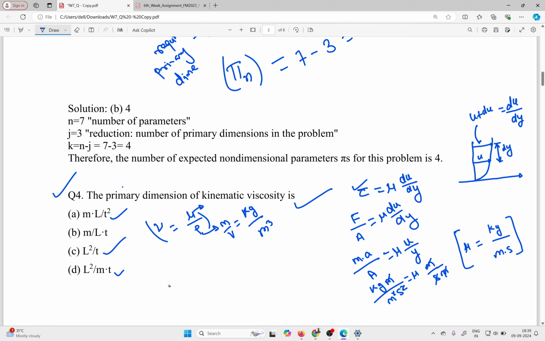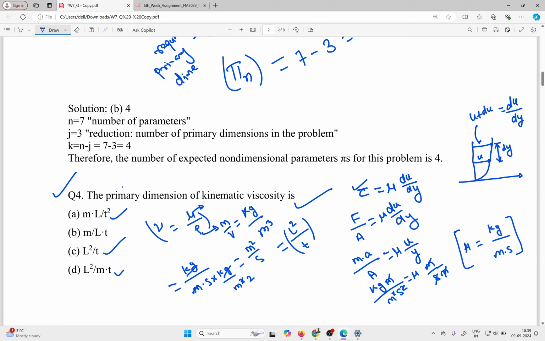So mu is kg per meter second. Here you need to put kg per meter second divided by rho. The dimension of rho is kg per meter cube. So this meter will cancel out, here only meter square remains, and the kg will cancel out. You are left with only meter square by second. So meter square by second means L square, when you go to the primary dimension, length is L and second is T. So L square by T will be the primary dimension of kinematic viscosity.